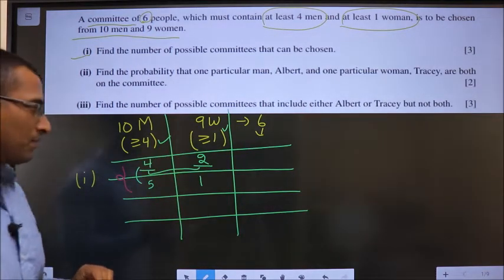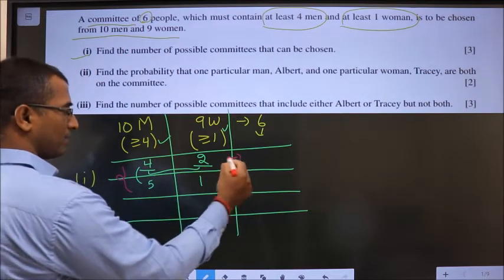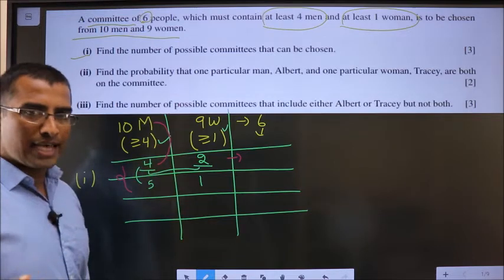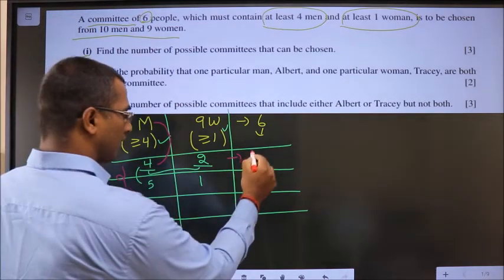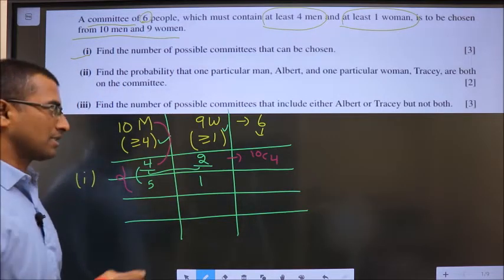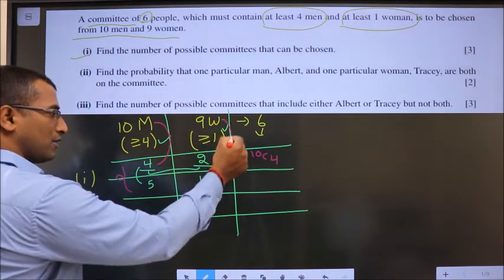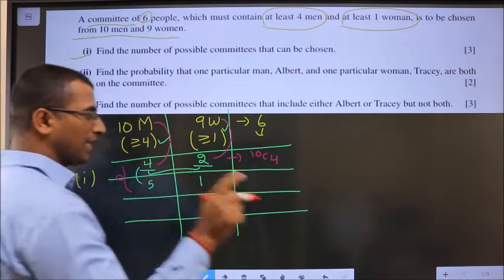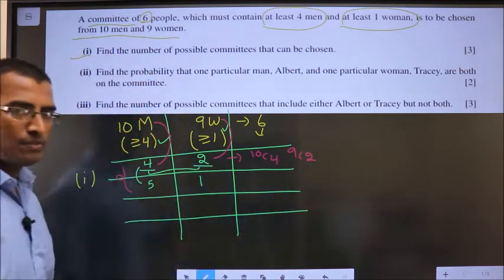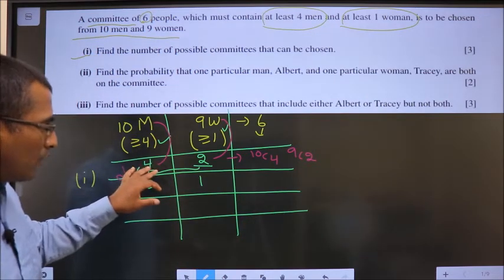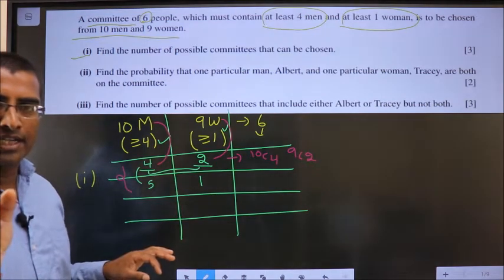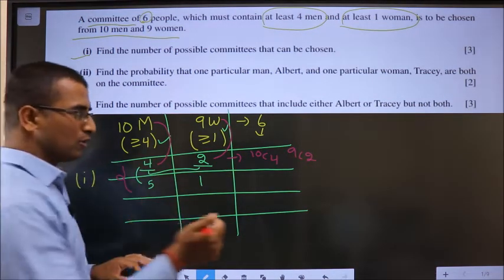Now over here, from 10 men selecting 4, in how many ways can it be done? It can be done in 10C4 ways. Next, from 9 women you need to select 2. That can be done in 9C2 ways. Now, it is 4 men and 2 women. There is and. Whenever it is and, you need to put the multiplication sign.